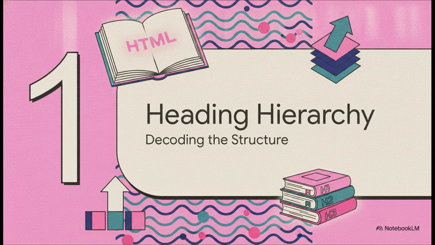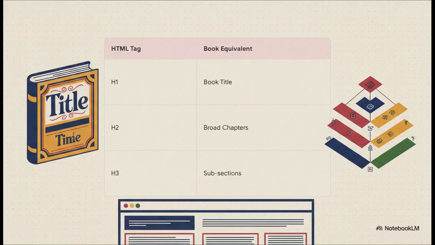Section 1. Decoding the heading hierarchy. Let's break this down. The absolute easiest way to understand this hierarchy is to treat your web page exactly like a book. The H1 tag, that's the main title on the cover. It tells everyone what the entire book is about. Moving down, your H2 tags are your broad chapters, the major sections breaking up the text. And then your H3 tags are the specific detailed subsections nested inside those chapters. It's a perfect, logical cascade.